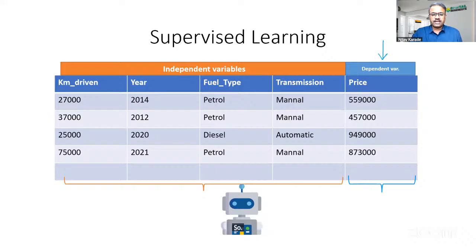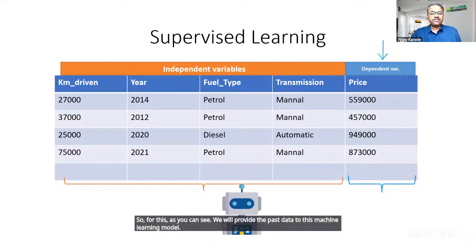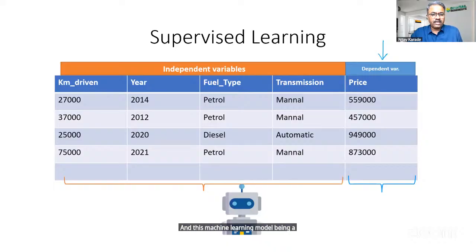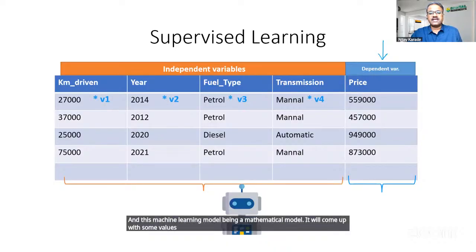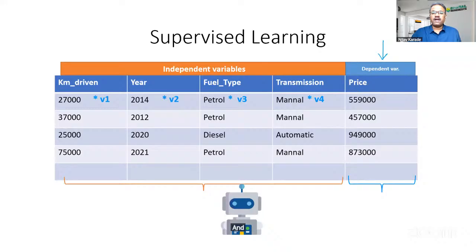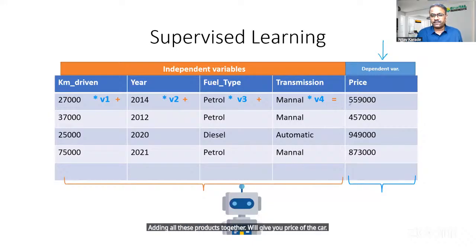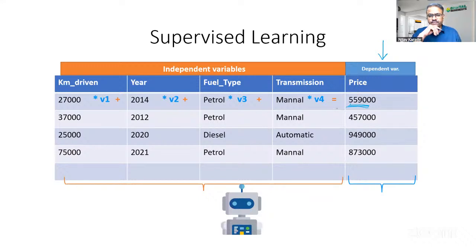So for this, as you can see, we will provide the past data to this machine learning model. And this machine learning model, being a mathematical model, will come up with some values, let's say V1, V2, V3, V4, etc. And on multiplying these values with these respective columns and further adding all these products together will give you the price of the car. So did you get it? How does this machine learning model work?